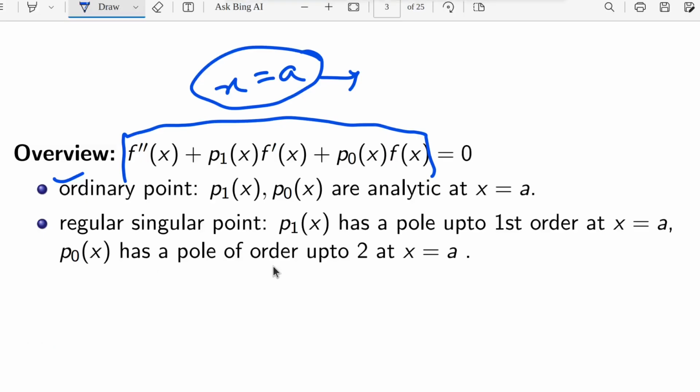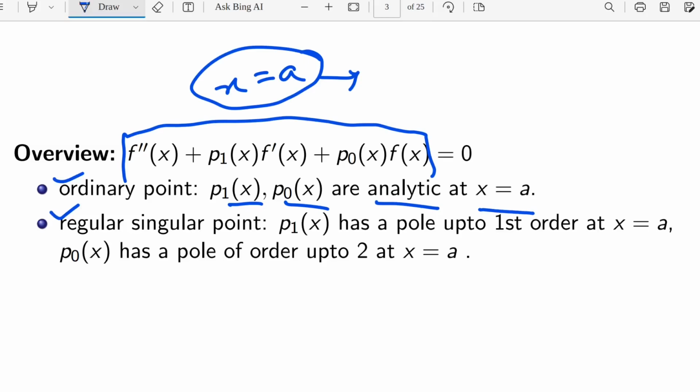I can say x equal to a is an ordinary point, a regular singular point, or an irregular singular point. I did not write the irregular singular point because if these 2 conditions are not satisfied, then I can tell that x equals a is an irregular singular point. How do we find that x equals a is an ordinary point? For that, p1x and p0x are analytic at x equal to a.